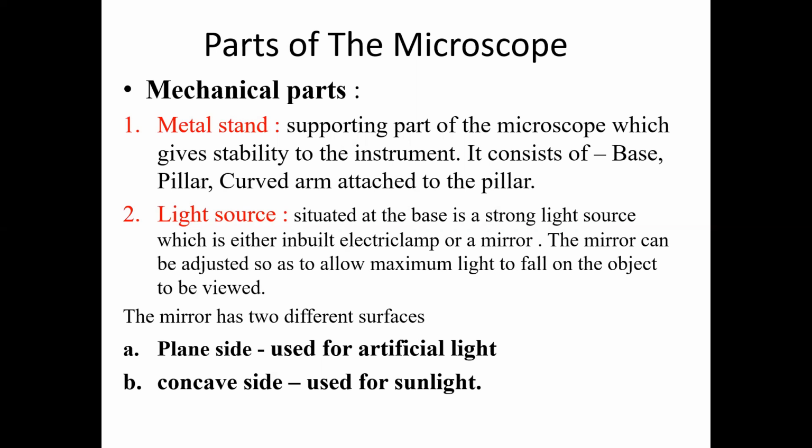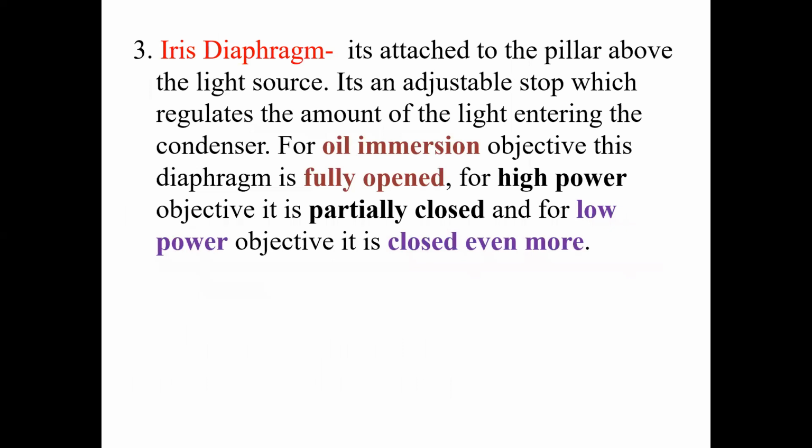Usually the mirror that is used for the microscope has two types of surfaces. The plane side, which is used for the artificial light, and the concave side, which is used for the natural source, that is the sunlight. Then we have the iris diaphragm. The iris diaphragm, which is present below the stage, helps in adjusting and regulating the amount of the light that enters into the condenser.